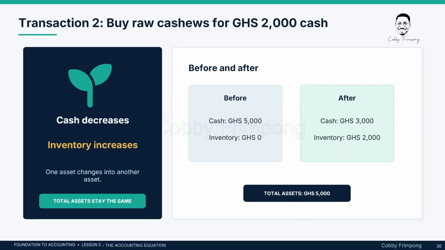Transaction 2. Majesty Nuts Cashew uses 2,000 Ghana cedis of cash to buy raw materials. Cash decreases by 2,000, but inventory increases by 2,000. One asset decreases and another asset increases. Total assets remain 5,000 and the equation still balances. Before the transaction, cash 5,000, inventory 0. After this transaction, cash 3,000, inventory 2,000, total assets 5,000 Ghana cedis.